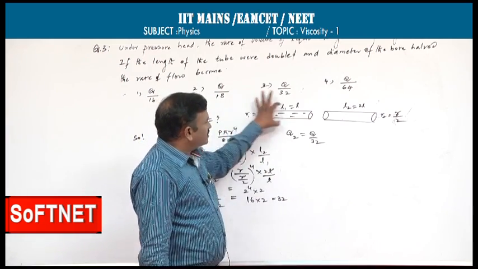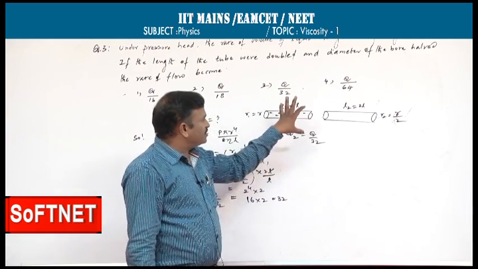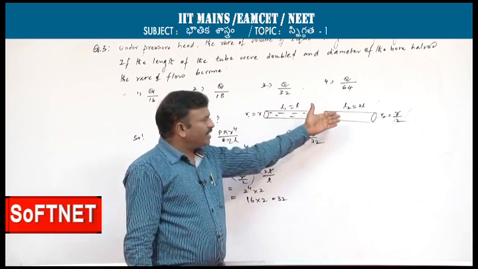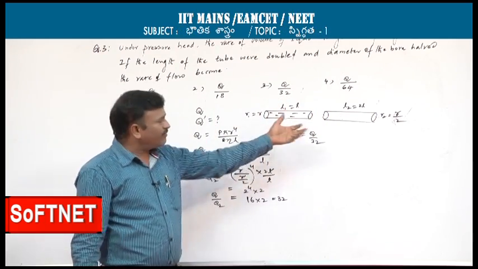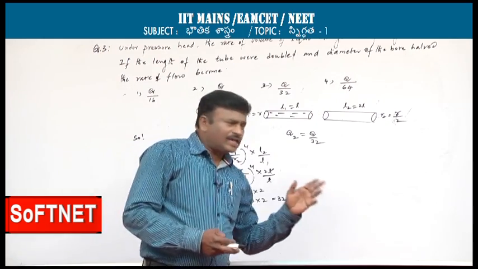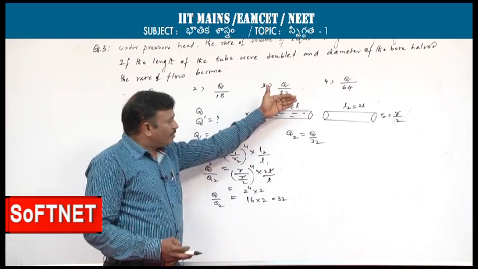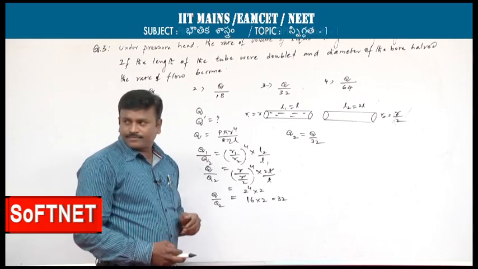Here the initial length is given as L, the final length is 2L. The initial radius is R, the final radius is R by 2. In that case, in the second case, how does the volume rate decrease?